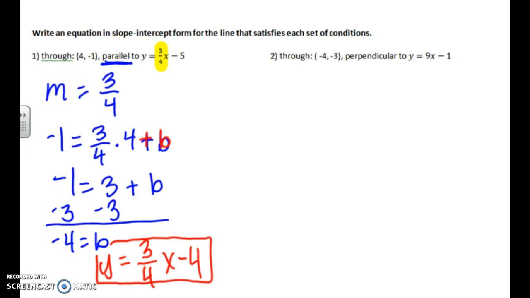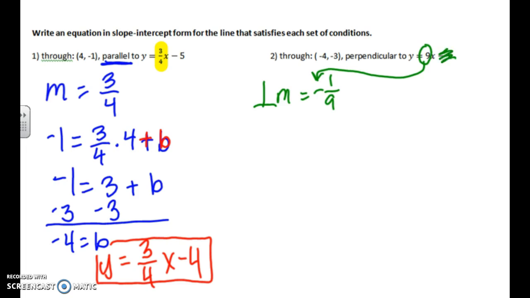Now the next one says that you want a perpendicular line. So if you look at that slope, the slope is 9, and that's positive, that tells you that in order to get a perpendicular slope, you're going to have to do the opposite and reciprocal of that 9. So your perpendicular slope, that's the geometric symbol for perpendicular, is going to be a negative, and it's going to be a 1/9. Negative because it was positive in the original, and 1/9 because you have to do the reciprocal.